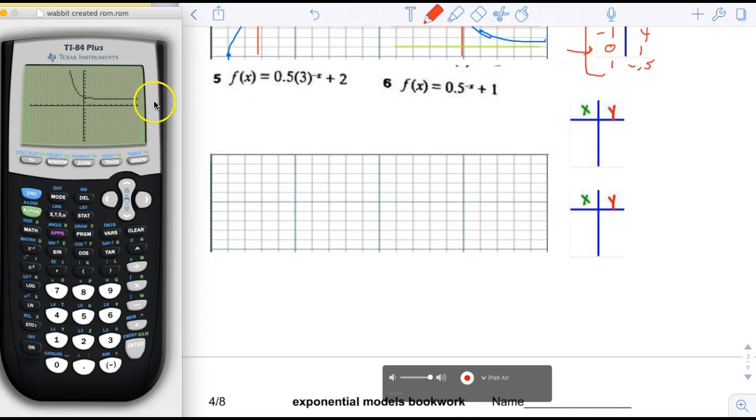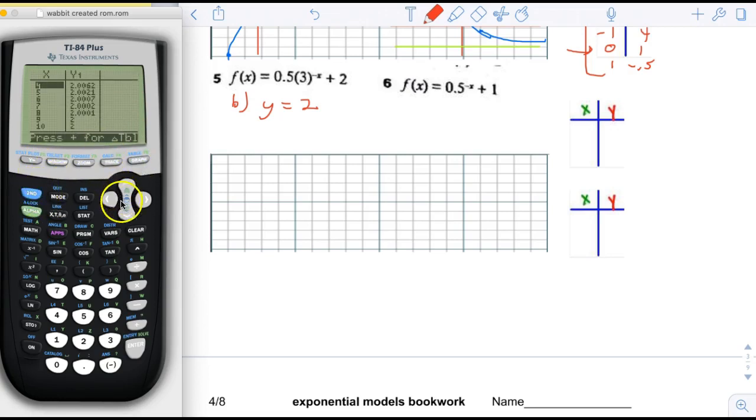It comes down. So the 2 here is going to be the asymptote, right? Do you see how it's approaching y equals 2? So I'm going to put that the asymptote is y equals 2. And the y-intercept we can see easier if we look at the table. And we need to look at the table anyway so that we can get some values to graph. Okay, these are some big numbers here.